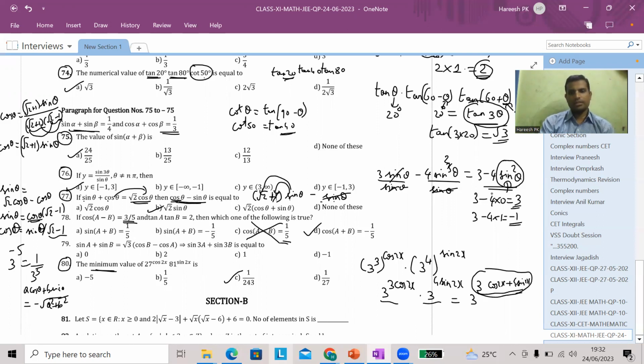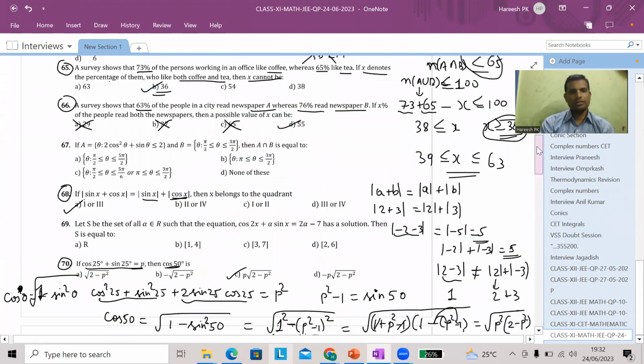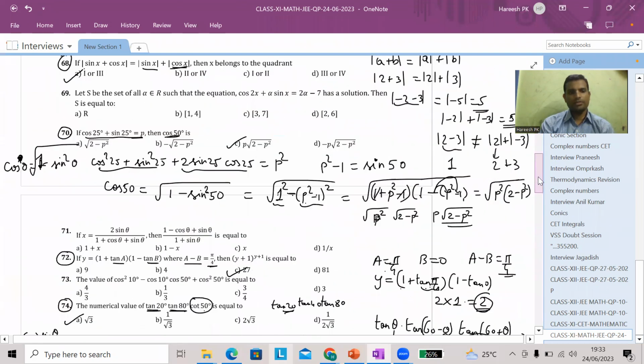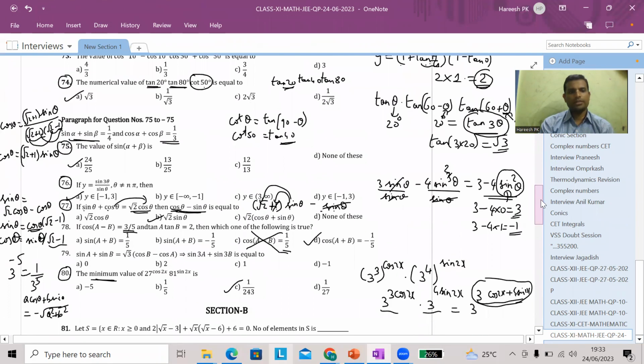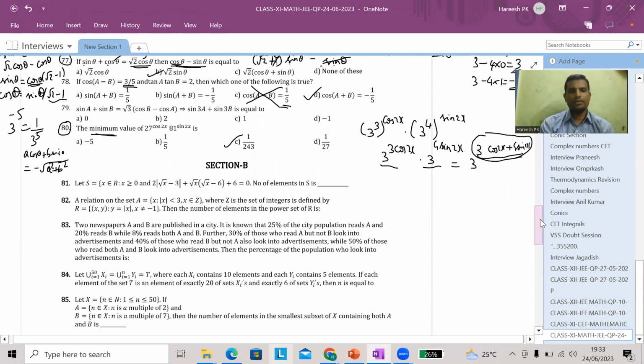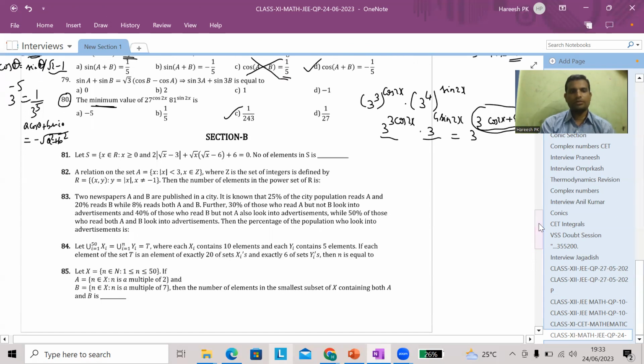Now, 79th, we are at to solve. And 69th, 67, and 61. So let's do 79. Sin A plus sin B is root 3 into cos B minus cos A.